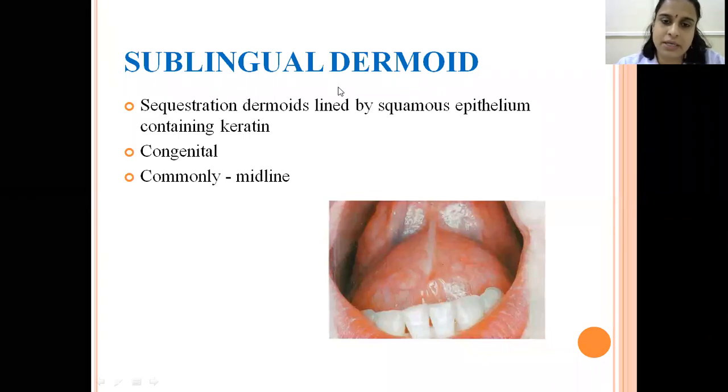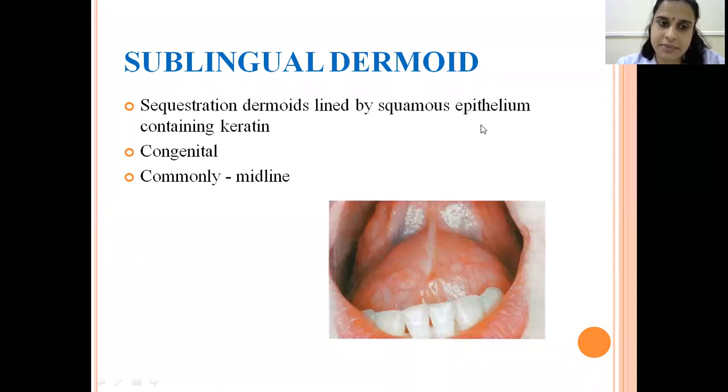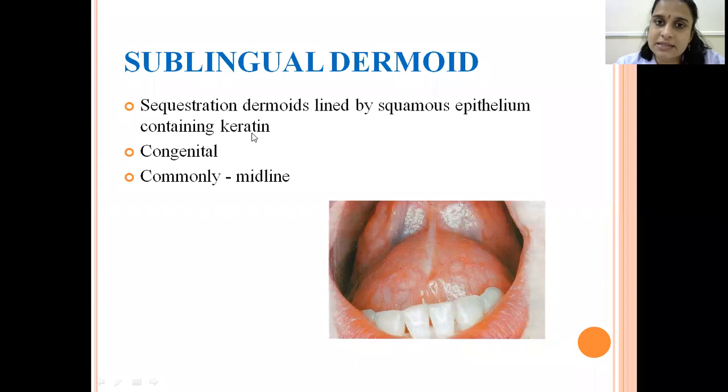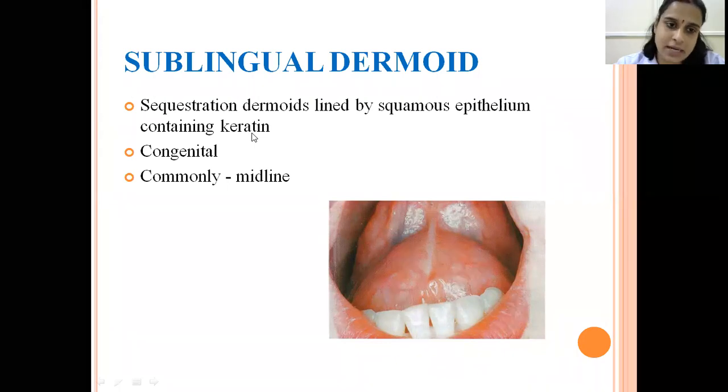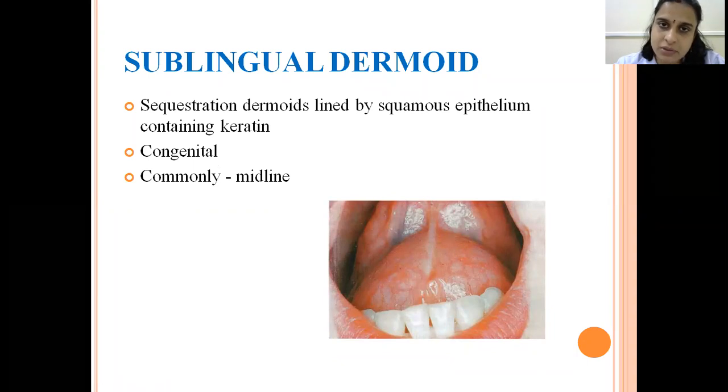So what is a sublingual dermoid? Dermoid is a cyst. These are sequestration dermoids, which are true cysts. They are lined by squamous epithelium containing keratin. So obviously this cyst has a thicker wall in comparison to a ranula. And most important, this is congenital. It is not acquired. It is congenital, arising in the floor of the mouth, present since birth.